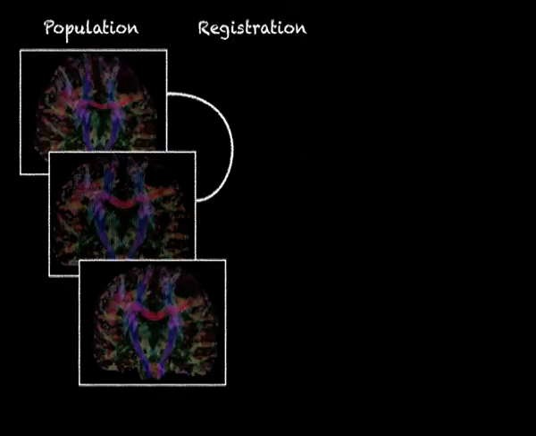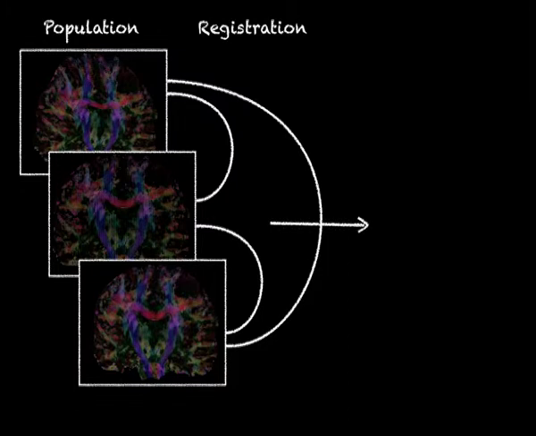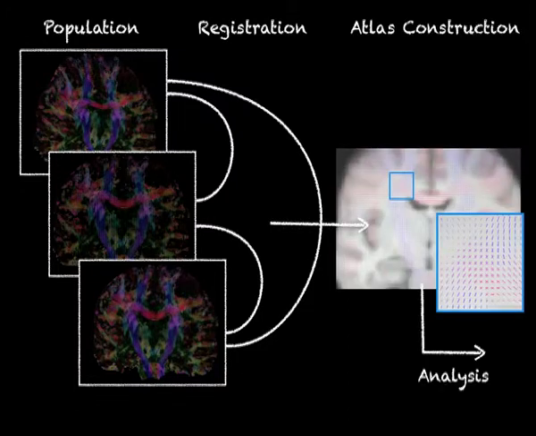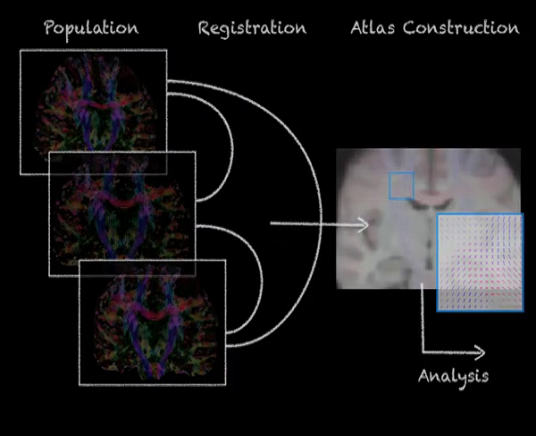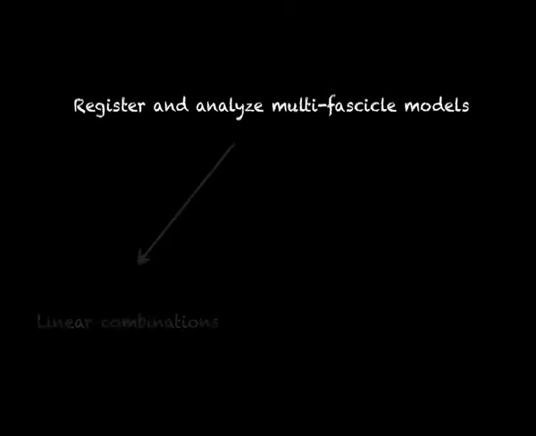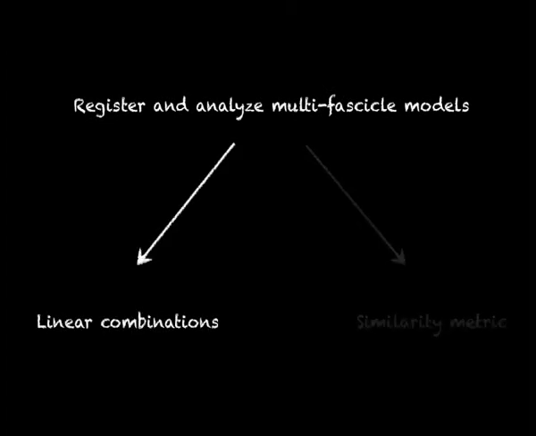When we have a population of subjects to analyze, we first want to align them, and once they are aligned, we can build an atlas, which is then at the basis of the analysis. We therefore need a way to compute linear combinations and a similarity metric for multifascicle models. These will enable interpolation, atlas construction, tractography, and registration in the space of multifascicle models. Let's first focus on the linear combinations.